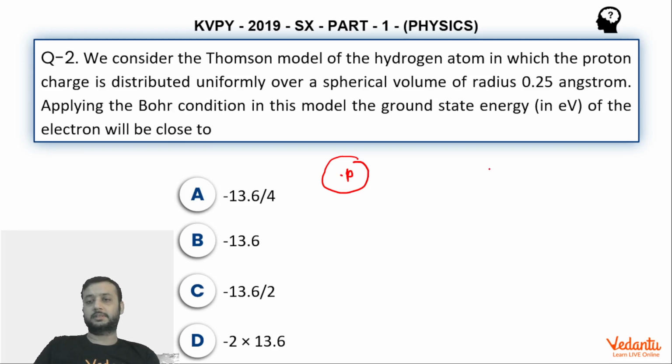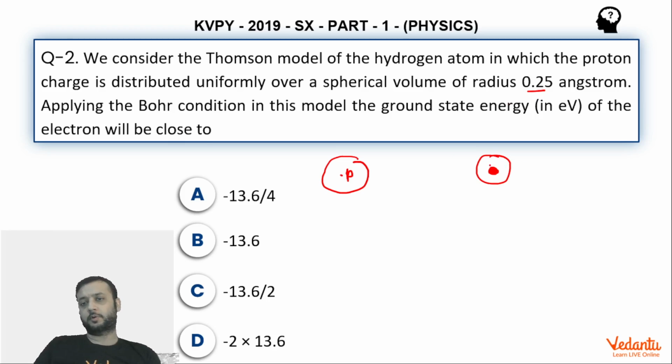Now this question says that if we assume Thomson's model instead of Bohr's model, the charge will be distributed over a solid spherical region of 0.25 angstrom radius, and the electron is going to revolve around it. So what is the difference between the two models? Here we have a point charge and here we have a positive charge distributed over a spherical volume of radius 0.25 angstrom. That is the only difference.